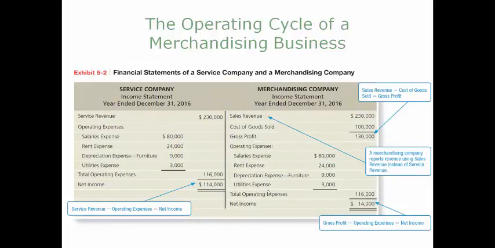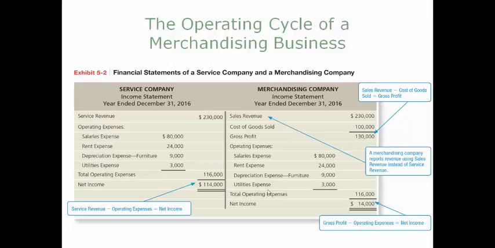So let's compare the two income statements between a service company and a merchandising company. The service company, as you know, the first thing is it says that we have service revenue. Go over to the merchandising company, we have sales revenue. Now notice there's this extra line, two extra lines really, in the merchandising income statement that you don't see on the service company. You have cost of goods sold. So in our example we talked about earlier, that would be the $30 for the pair of Levi's jeans.